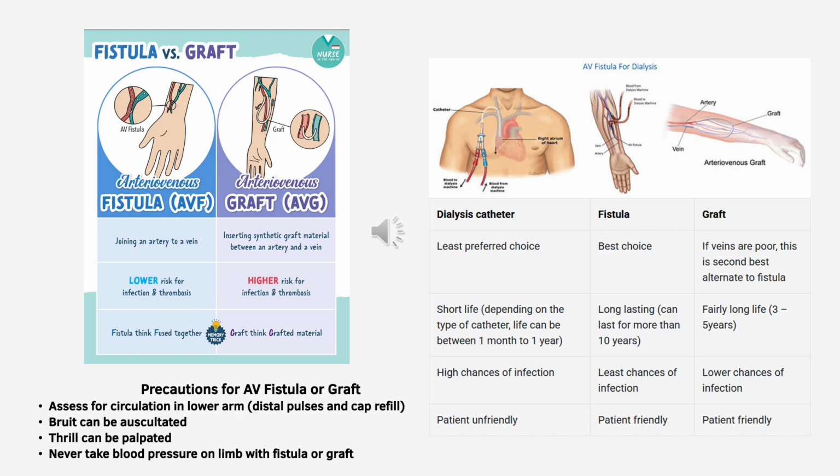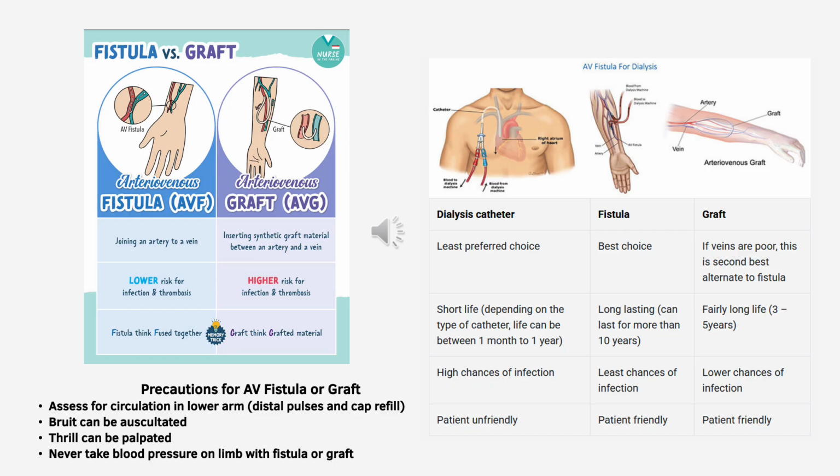We can also assess the site to make sure that the graft or fistula is working. So we can palpate the site for a thrill, which feels like a vibration, and we can auscultate for a bruit, which is a whooshing noise. And these just indicate proper blood flow through that access point. And remember, we never want to take a blood pressure, do any blood draws, or place any IV lines in the limb with the fistula or a graft, just to avoid damaging the site.